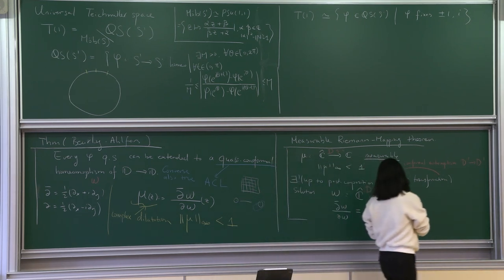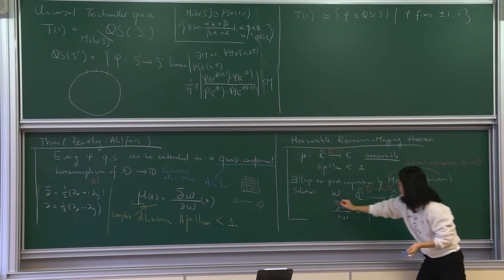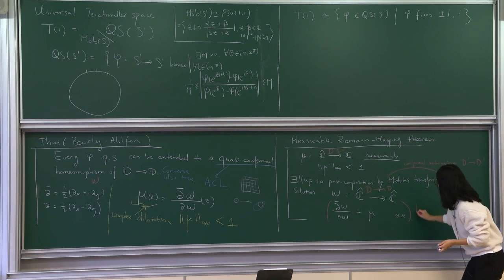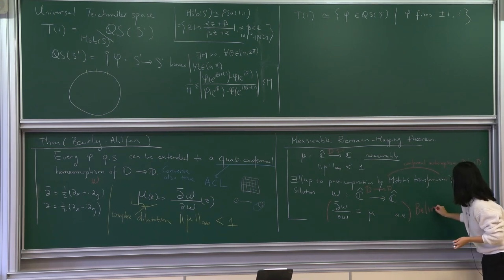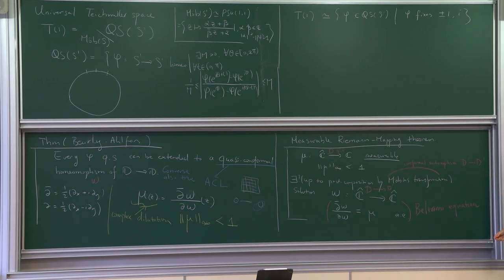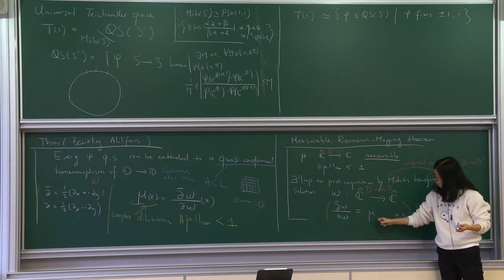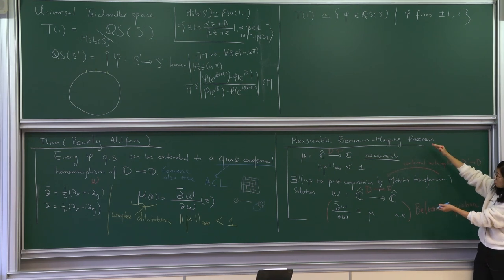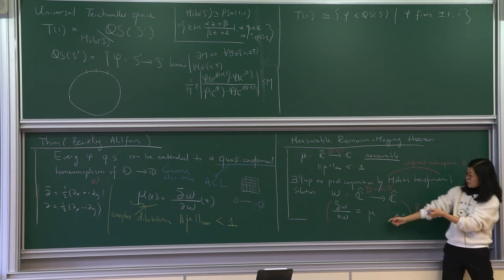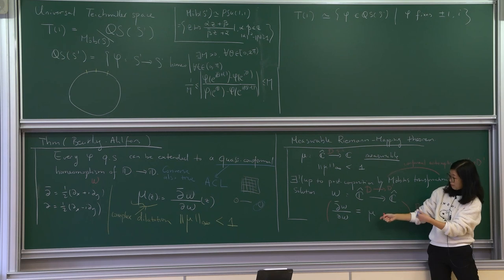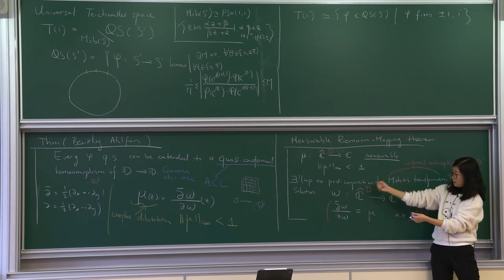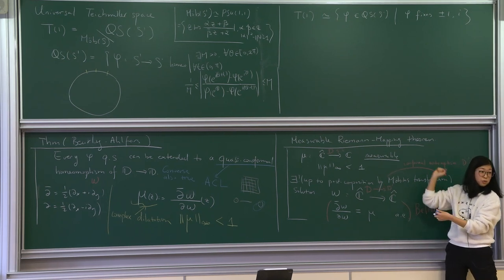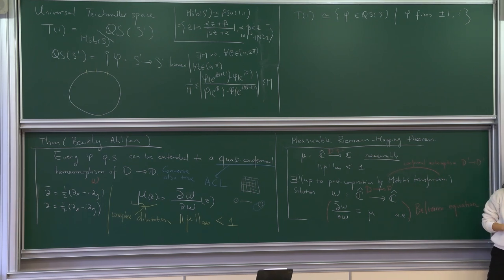And let me just give a name to this equation. This is what we call the Beltrami equation. Sometimes this mu is also called the Beltrami coefficient. The measurable Riemann mapping theorem just says, if I prescribe how quasi-conformal my map is, how many solutions are there, and there is exactly one up to these trivial transformations.